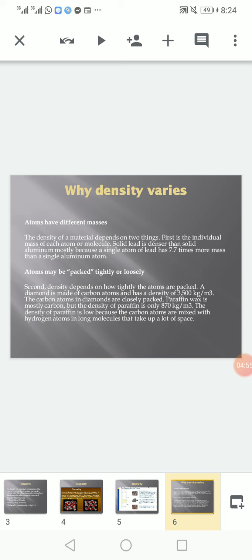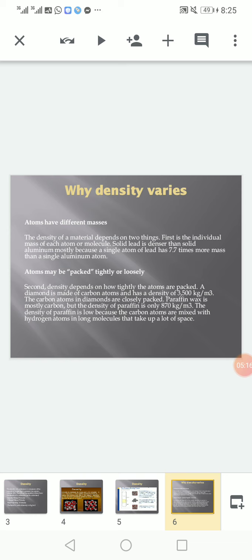Density depends on how tightly the atoms are packed. A diamond is made up of carbon atoms and has a density of 3,500 kilograms per meter cubed. The carbon atoms in diamond are closely packed. Paraffin wax is mostly carbon, but the density of paraffin is only slightly 870 kilograms per meter cubed.